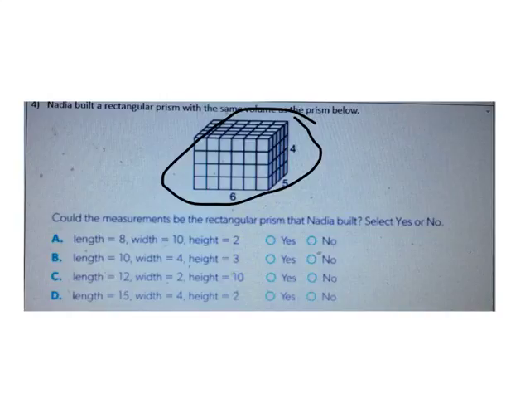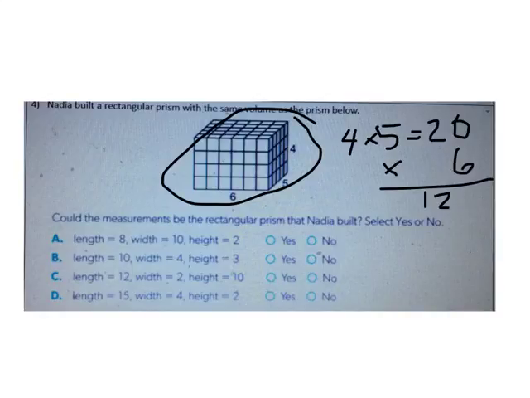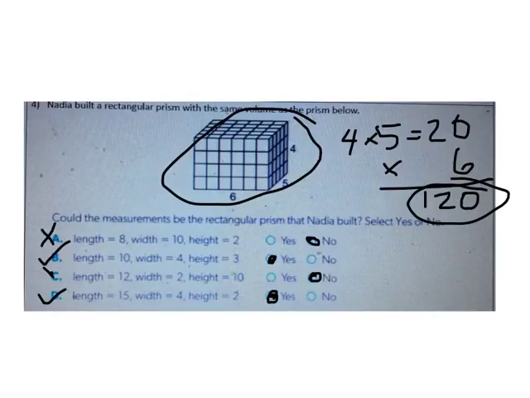First, I need to find the volume of that shape. 4 times 5 is 20. Times 6 is 120 cubic units. So which ones have the same volume? Go ahead and find out now. B and D are the correct answers.